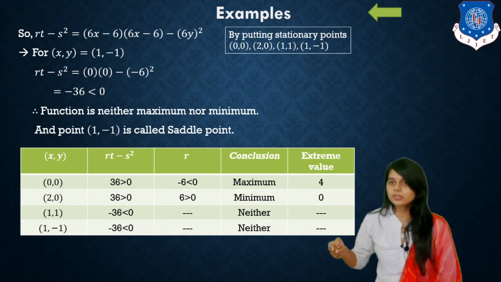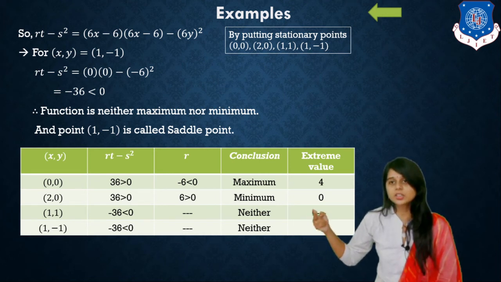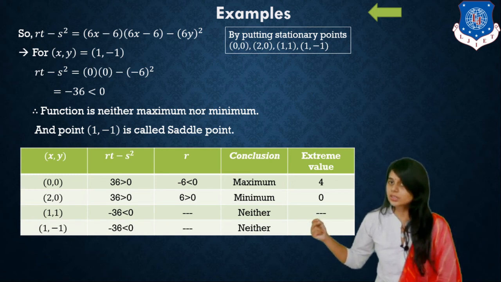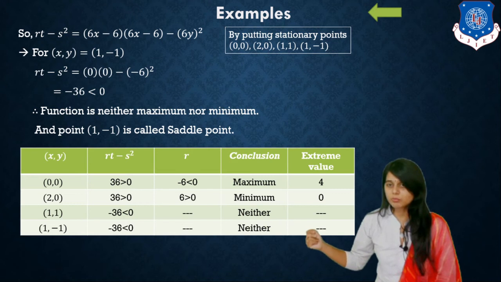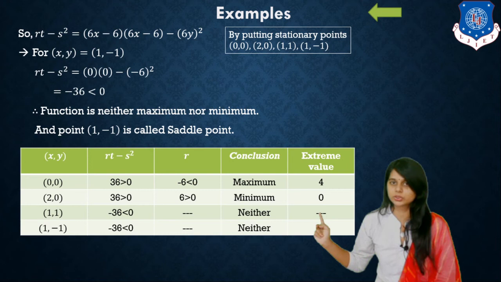Then again we check the stationary point 2, 0, put in rt minus s square, it is also greater than 0. Then check the condition of r, and r is greater than 0, so the conclusion is it is minimum. If it is minimum, then put the value in the function, and we get the minimum value of the function.